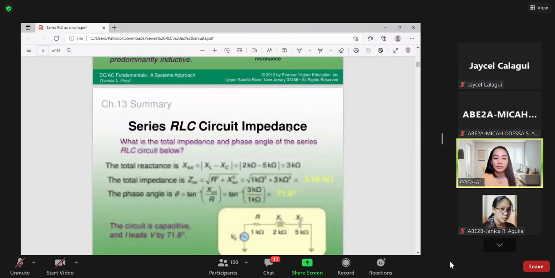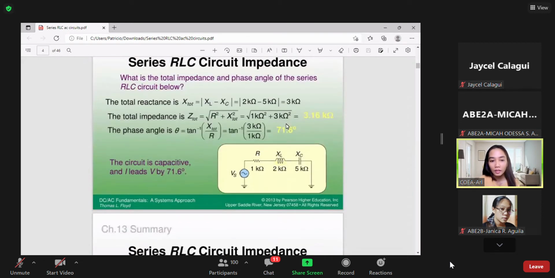Let's check if there is an example here. We have an example: a series connected RLC circuit. We have a given inductive reactance of 2 kilo ohms, capacitive reactance of 5 kilo ohms, and a resistance of 1 kilo ohm. How can we solve for the total impedance of the circuit? It is simply the square root of R squared plus X squared, where X squared is equal to (X sub L minus X sub C) squared. Okay, so let's try.